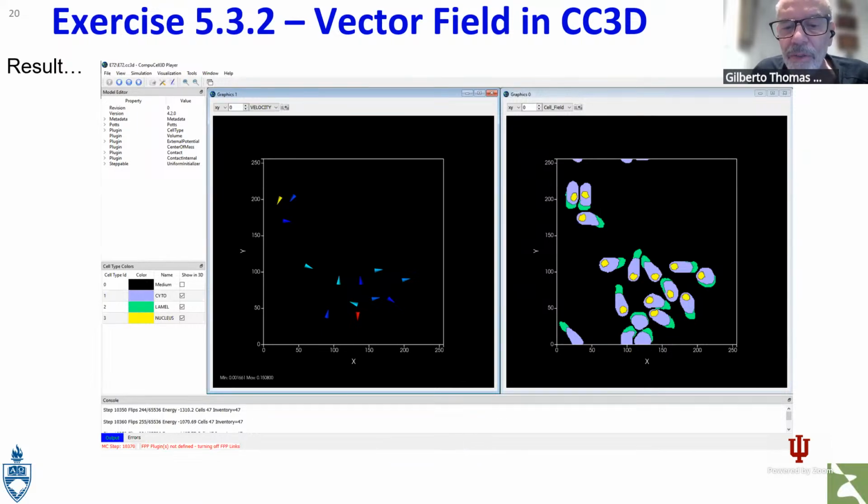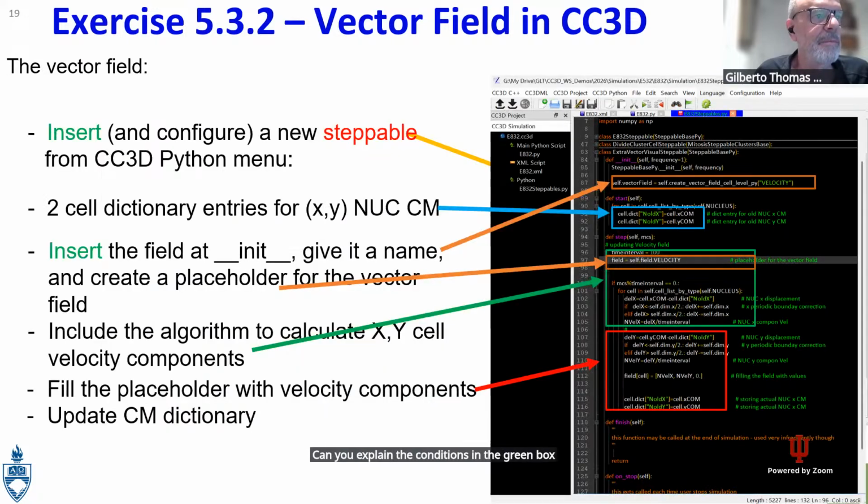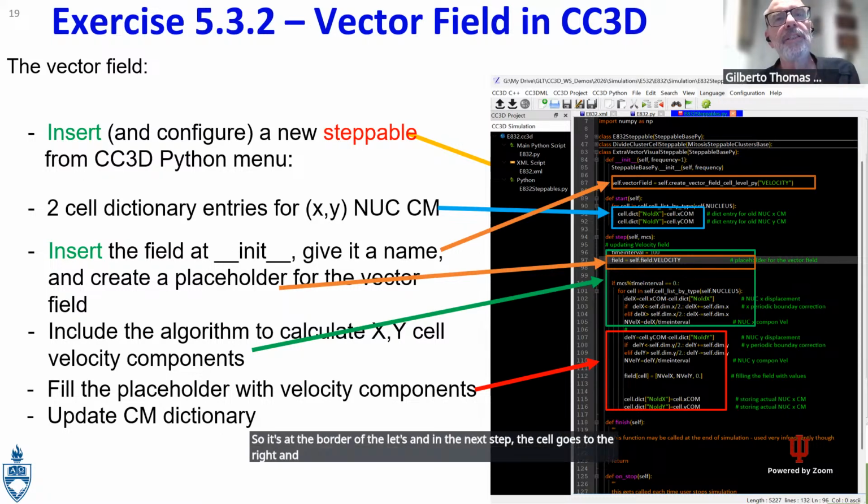Can you explain the conditions in the green box? Yes, I can. Let me go back. The conditions in the green box are the condition to avoid jumps in the delta x. Remember, for example, if a cell is in position x equals 200, and your grid has 200, so it's at the border of the lattice. And in the next step, the cell goes to the right and appears at position x equals 1.